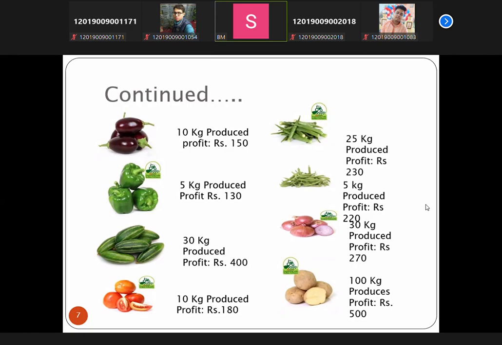But if you now calculate the total weight, 10 kg of brinjal plus 5 kg capsicum plus 30 kg parvel, oh my God, this is already 45 kg. Then what can I take? Maybe I can take this 5 kg of beans. It is a very beneficial thing, if I sell it, I can get 220. But if I go for this potato, yes, I can profit 500.